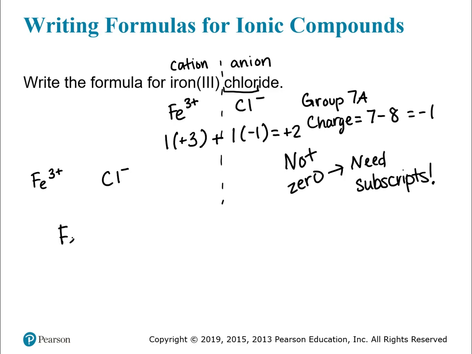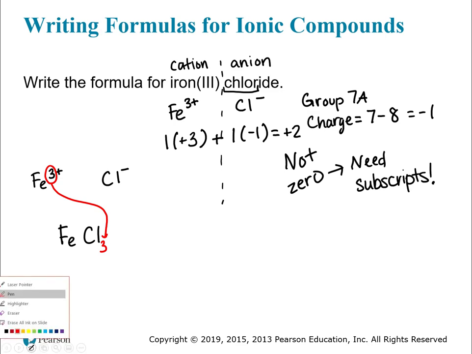What you can do is do a little swapping. You take the charge on the cation and use that as the subscript for the anion in your formula. You do the same thing with the anion. But in this case, it's 1, right? We don't write 1. Not in the formula. It's implied. If you see the symbol, you have one of those ions.